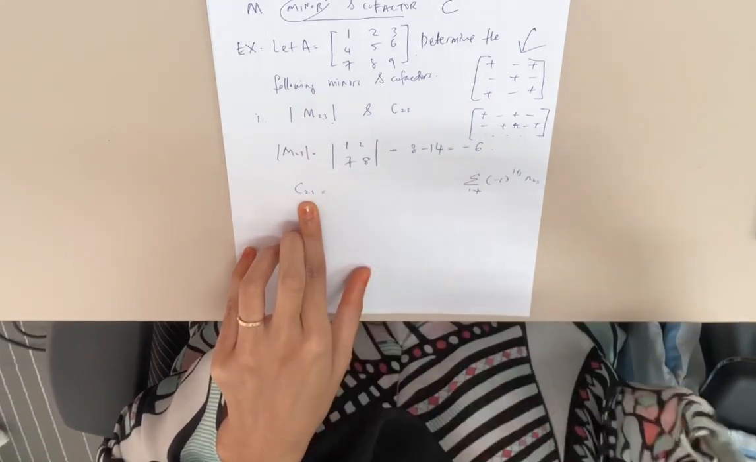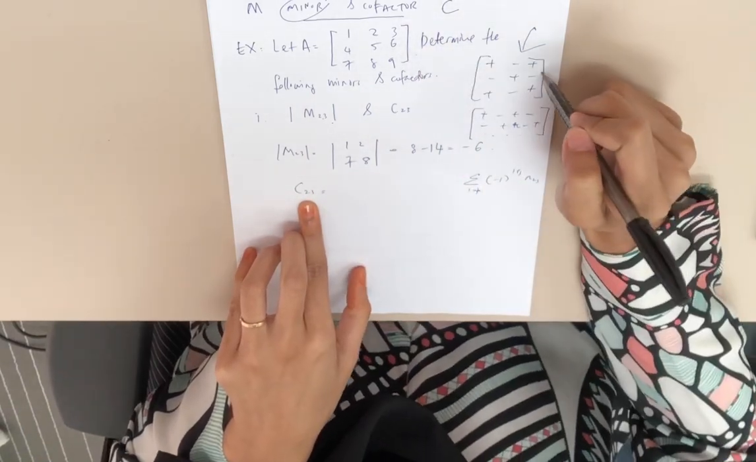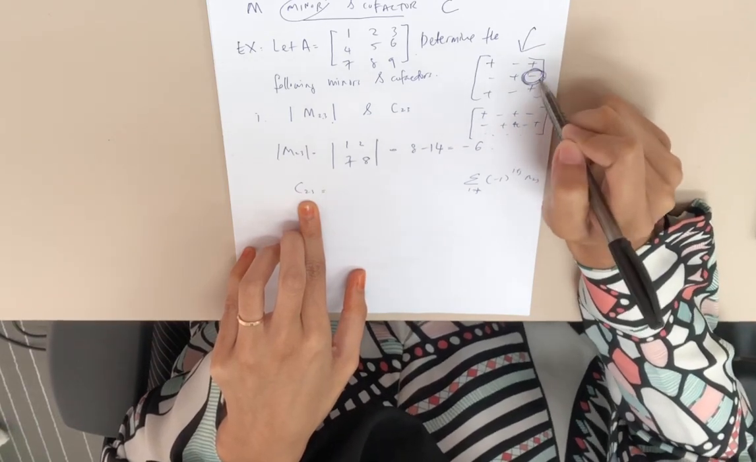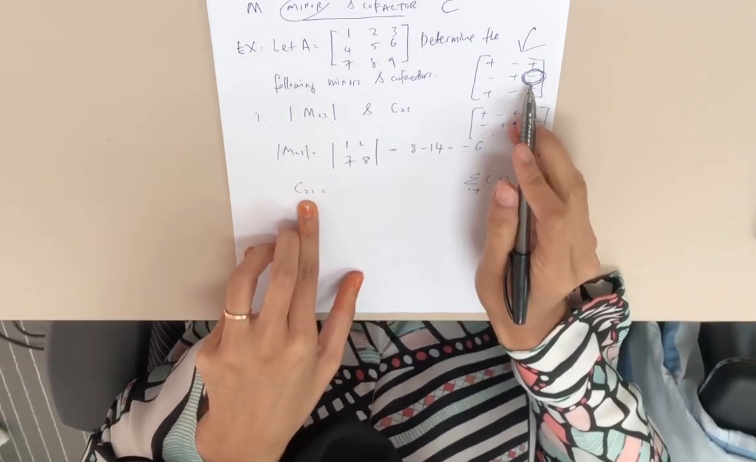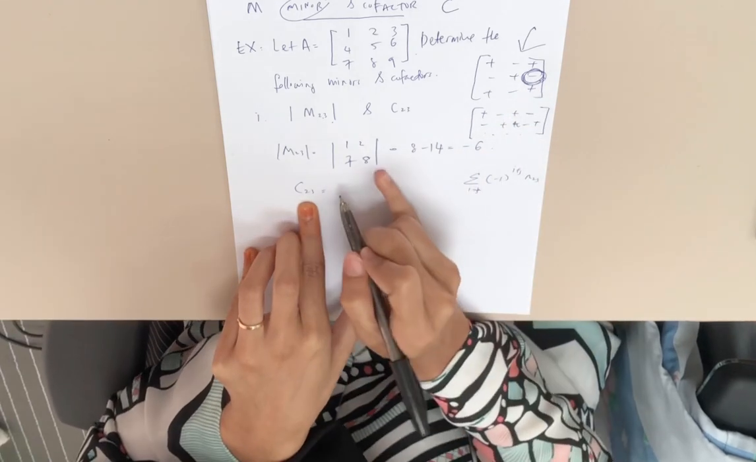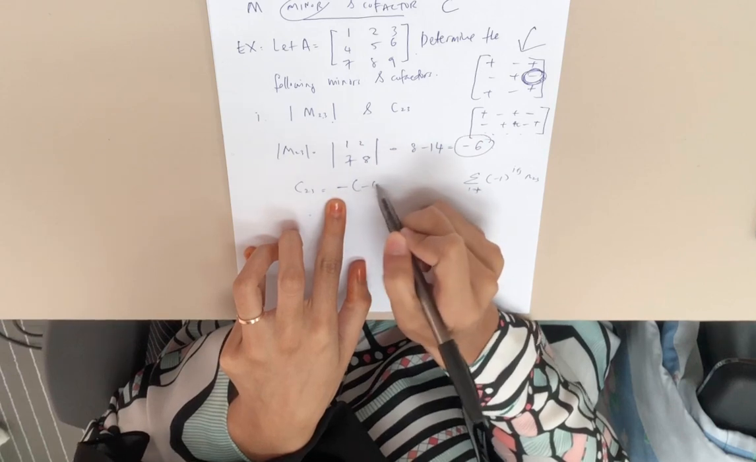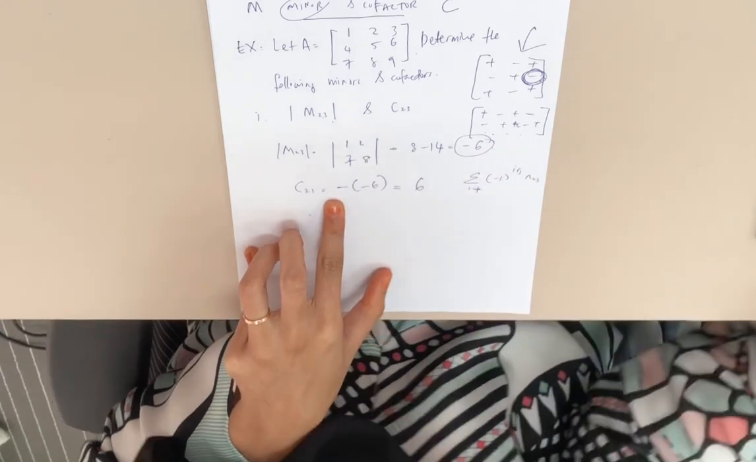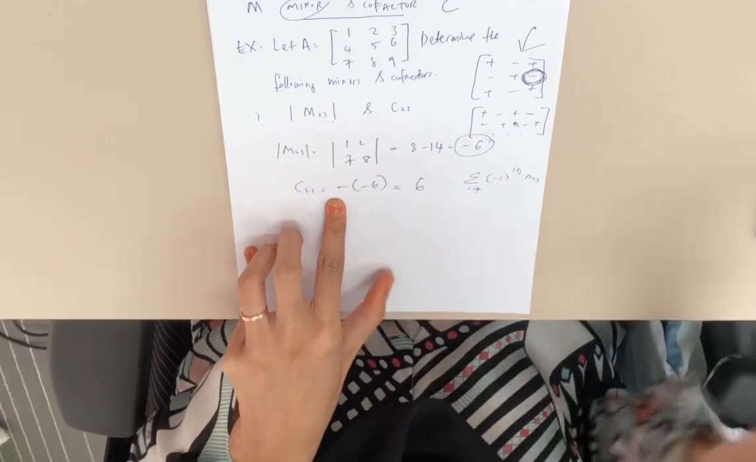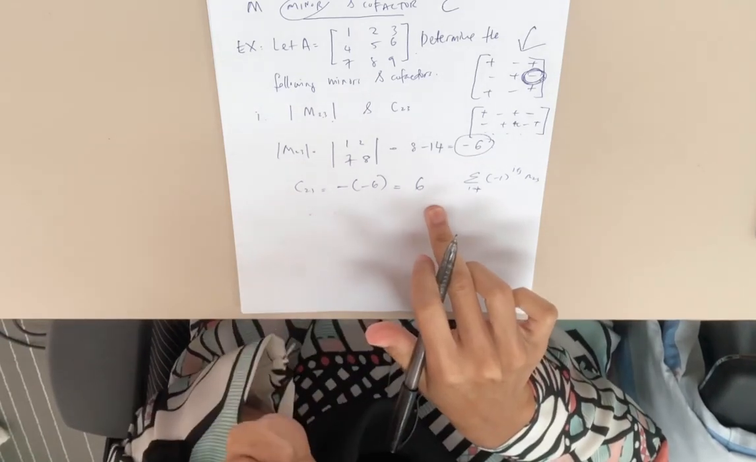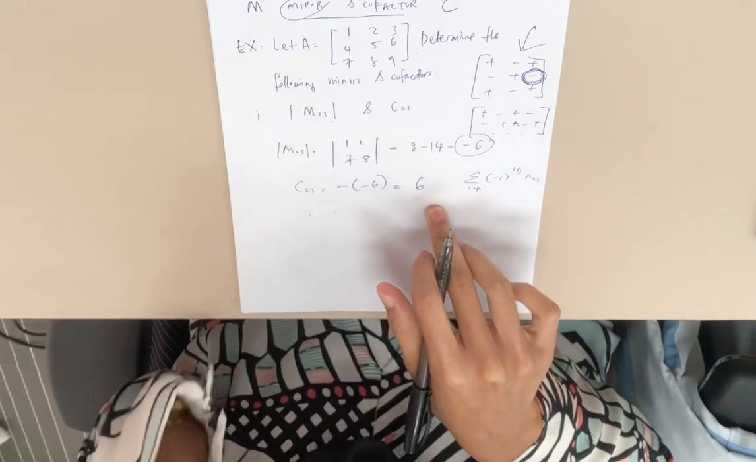Row number 2, column number 3. So this here, it's here. The sign here is negative, so you need to put negative in front here, and then this is your M23. Therefore, your C23 is a positive 6. Get it?